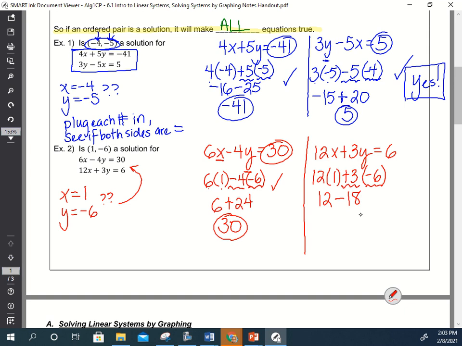What's 12 minus 18? So negative 6. So you have a negative 6, you have a positive 6. Those match? No. They don't match, so your answer is no. It failed. The first one worked, the second one didn't. Sorry, that fails. Questions on example 2?